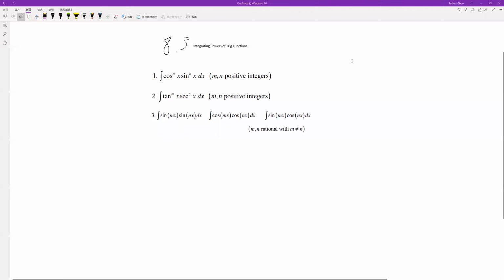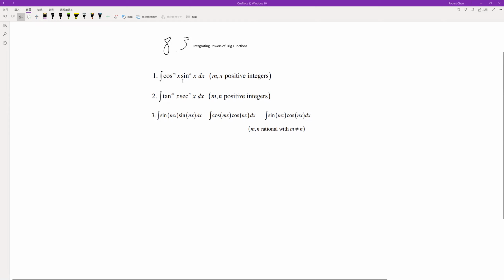Hello guys, this is Section 8.3, integrating powers of trig functions. In this section, we'll be looking at how to integrate different types of trig combinations, breaking down into three types of integrals, right?